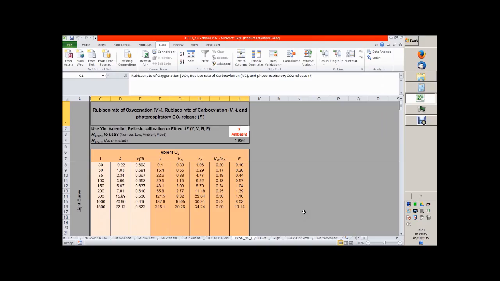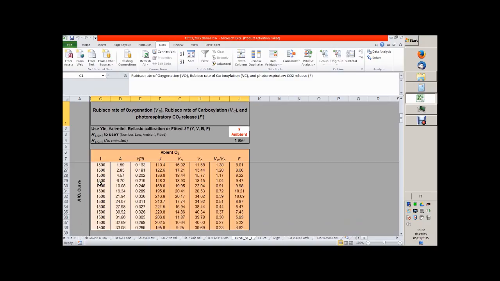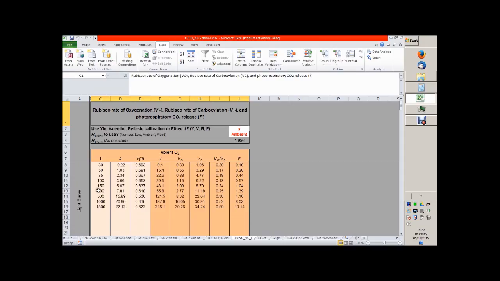Sheet 10 calculates the rate of Rubisco oxygenation, the rate of Rubisco carboxylation, and the photorespiratory CO2 release. The data used here are the light curve and the ACI curve measured under ambient oxygen, because under low oxygen, photorespiration is assumed 0. The sheet allows to select what calibration to use to calculate J, which is the fundamental quantity on which VO, VC, and F are calculated.